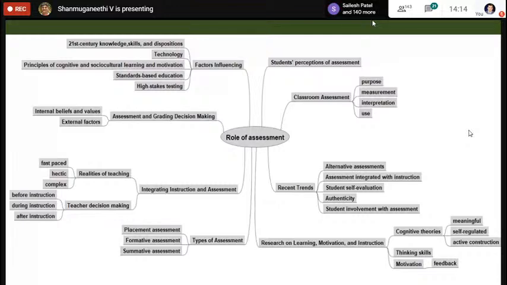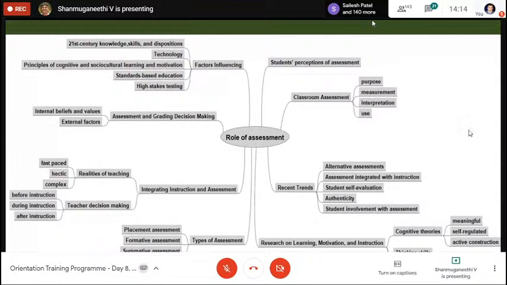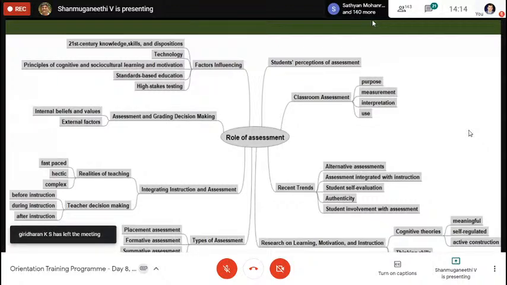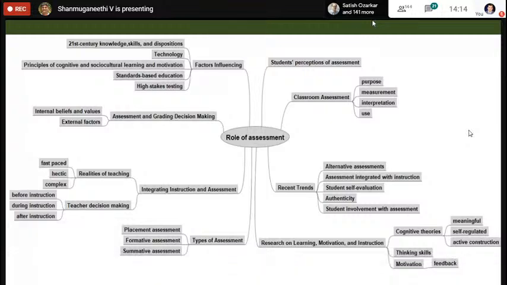So the assessment is an integral part. It is very important for the teaching-learning process to get feedback. At the same time, there are many factors that influence assessment, and how to handle those factors matters. How do students perceive assessment? Do they think assessment is a threatening tool, or do they really feel that assessment improves their progress?